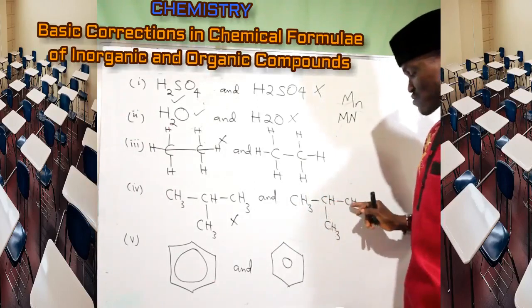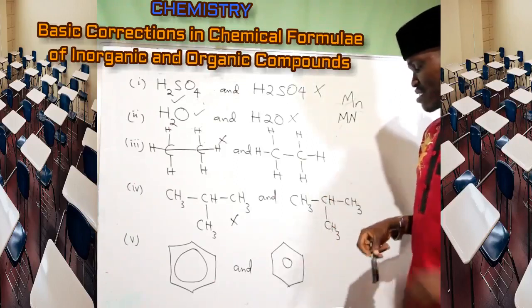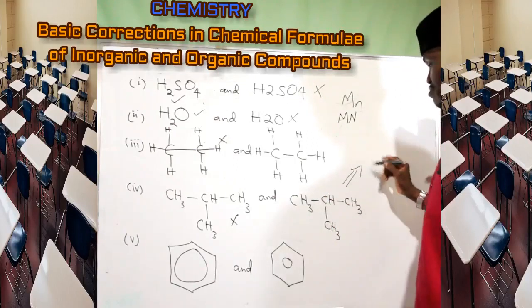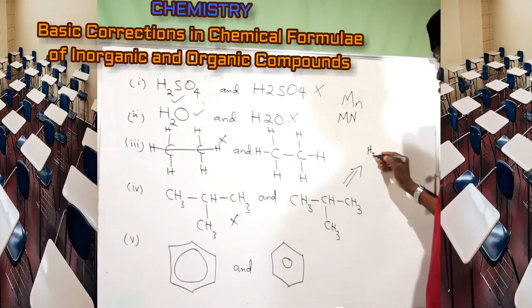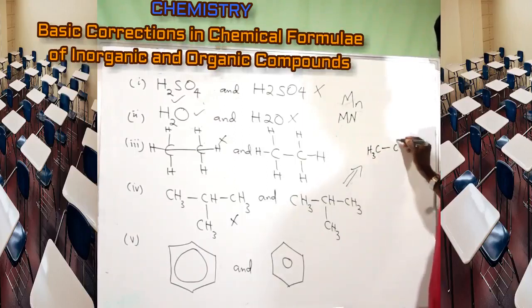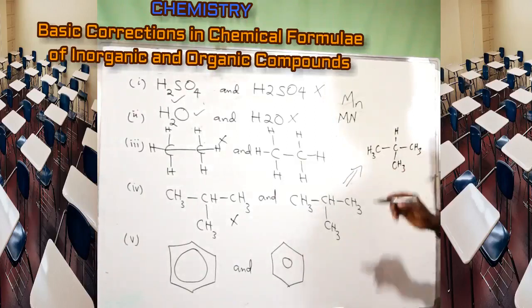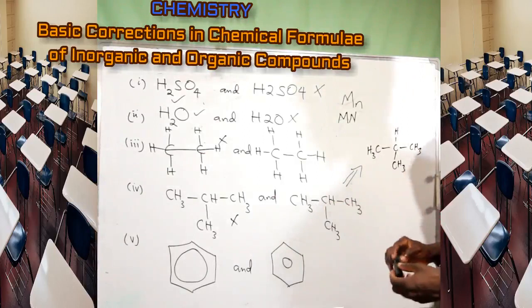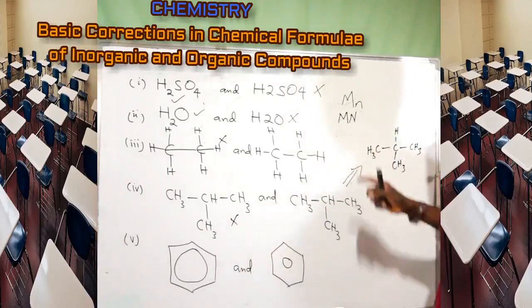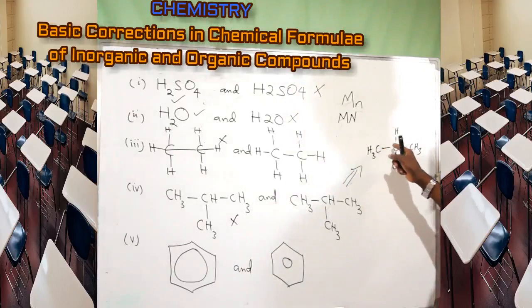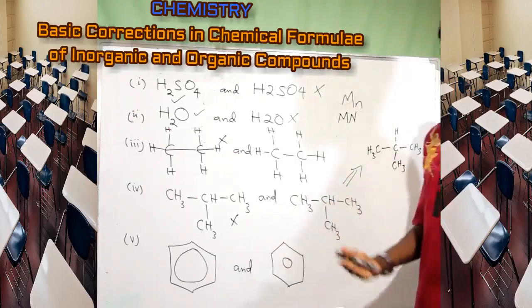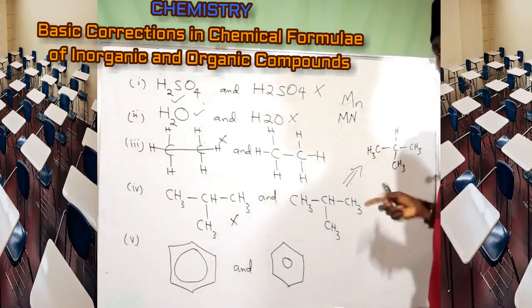Is that taken? If we are to write it the other way around, you get to realize that for this particular hydrogen atom, this is what we are going to have. This hydrogen will be here, and then you have this CH3, then you have CH3. So this is another version of this very particular compound. You get to realize that this covalent bond is directly to this carbon atom. This one is directly to this carbon atom. This one is directly to this carbon atom. So if you write it in this way, it is still correct. If you also write it in this way, it is still correct.